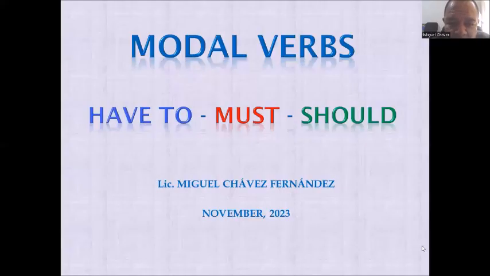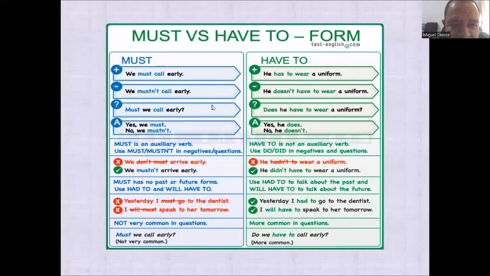In this class, we are going to see only these modal verbs, must and should. Have to is not a modal verb, but it has a relationship with must. That's why we include it in this grammar explanation. First, we are going to check the structure for these two verbs.